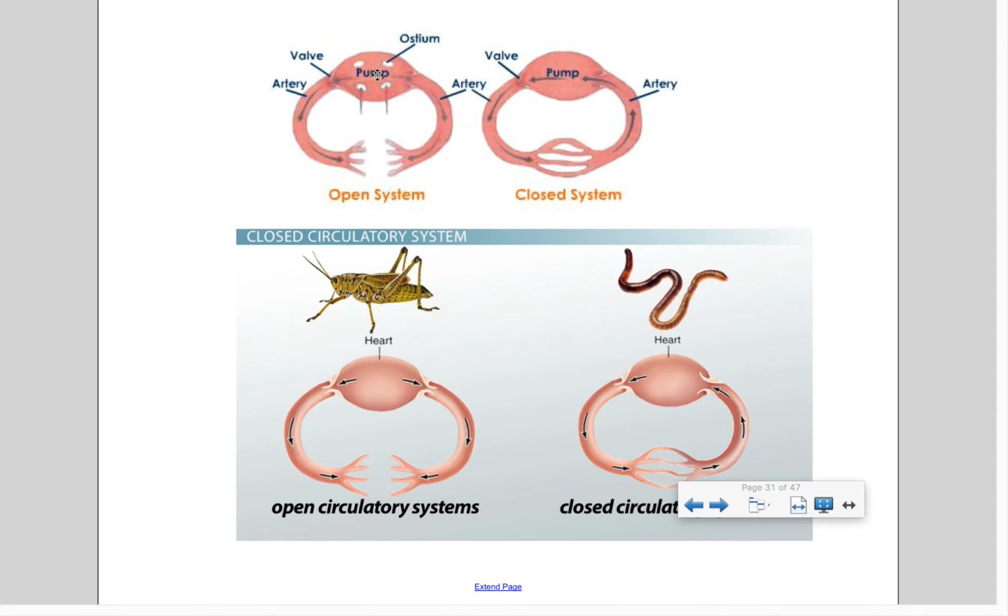So here's an open system where you might see some blood vessels, but then that fluid is released into an open area for absorption and then somehow gets back to the pump to be pushed through. Whereas in a closed system, it stays in vessels the entire time.